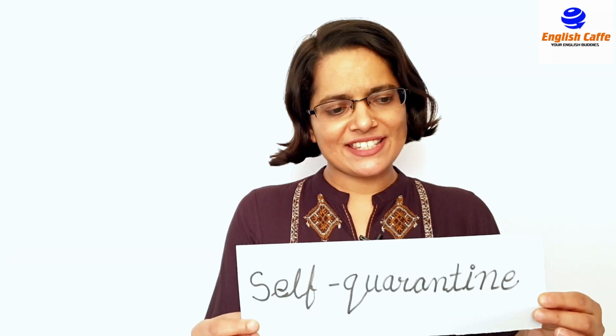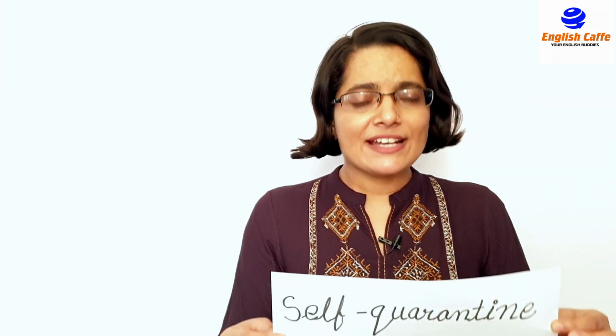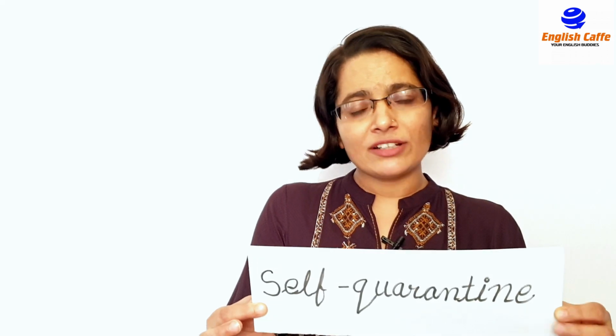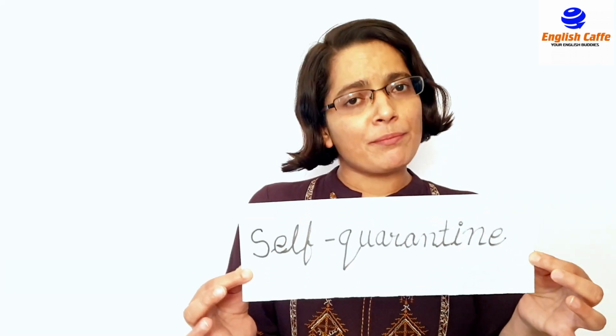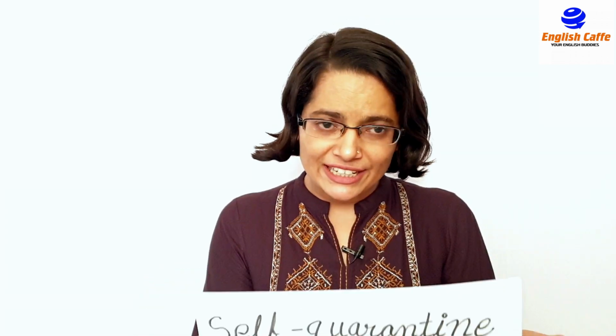Next one is self-quarantine. Self-quarantine is the process in which the people quarantine themselves to stop the spread of a disease. For example, even before the lockdown in our country, many people had already gone in self-quarantine in order to stop the spread of the disease, so that they could stop getting the virus or spreading the virus if they had it. So that was self-quarantine.